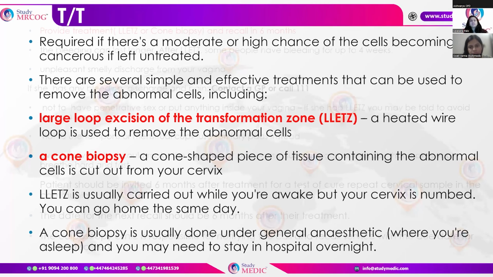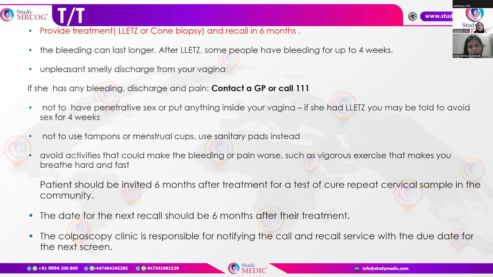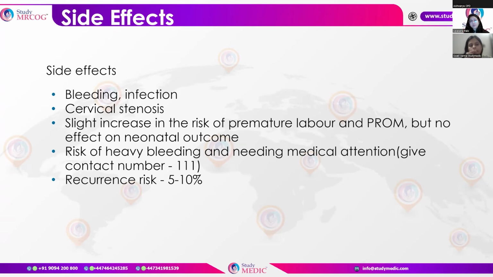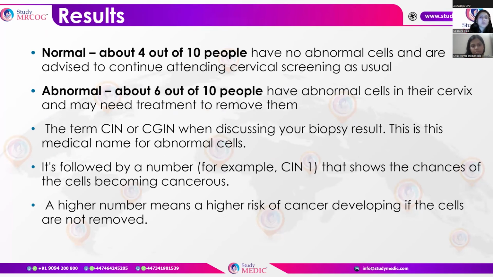So in case she has a LEDS or a conization, she can have some side effects like bleeding, infection, cervical stenosis. You need to give the contact number of the GP, that is 111, all these things. Okay. And as far as the results, if she asks you what are the possible options of my results, then she will get the results by the term CIN, or it can be absolutely normal. So CIN 1, 2, 3, depending on the chances of the cells becoming cancerous. A higher number means a higher risk of cancer developing if the cells are not removed.